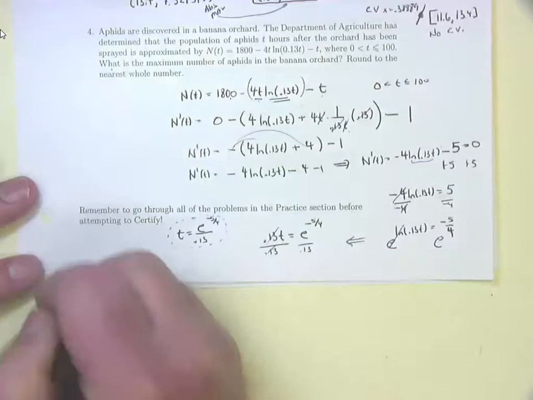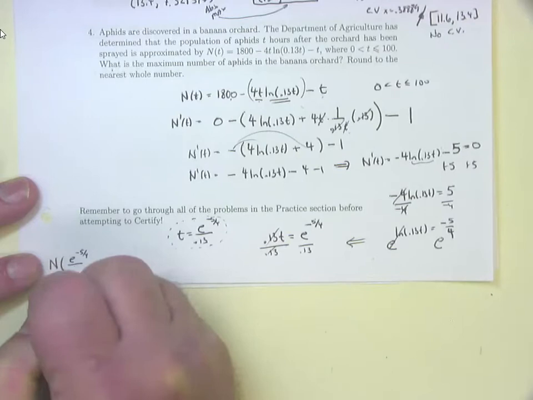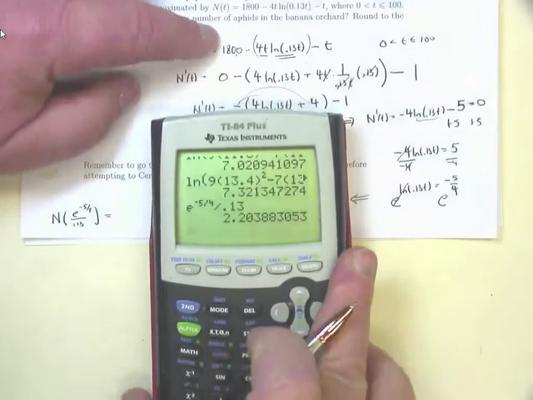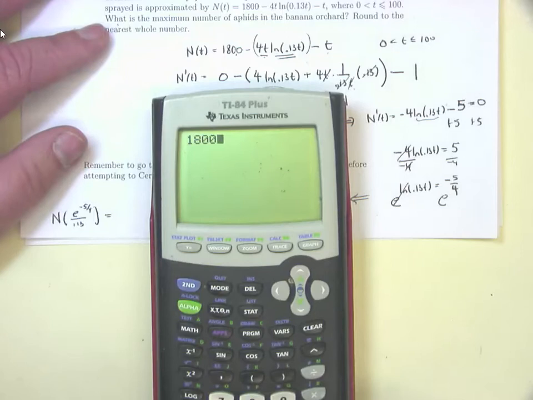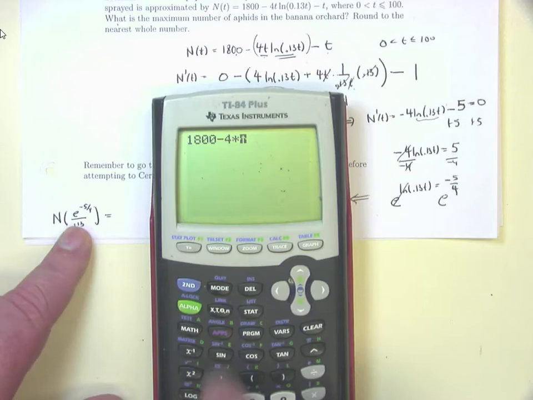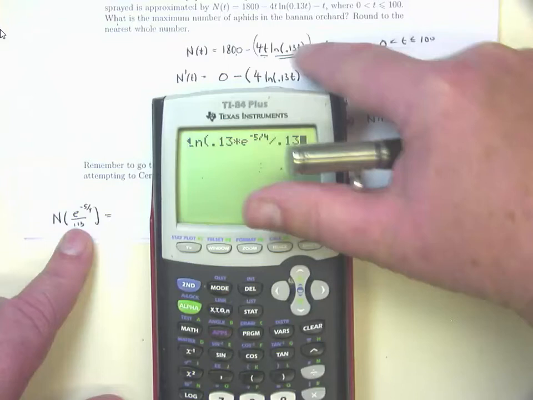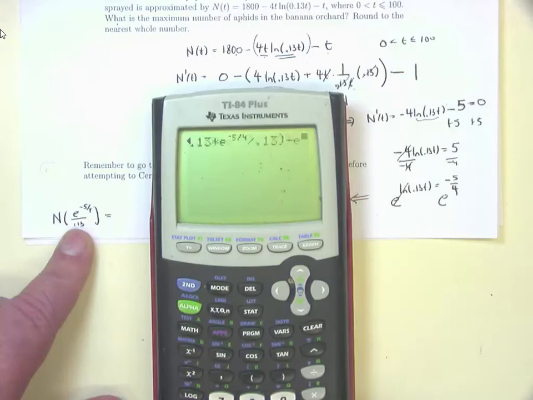So this n of e to the negative 5 over 4 divided by 0.13 is going to be equal to, and I'm going to plug it back into this original function right here. I'm just going to do it on my calculator. So this would be 1,800 minus 4 times your t, which is e to the negative 5/4 divided by 0.13, times the natural log of 0.13 times e raised to the negative 5/4 divided by 0.13, which ends up canceling that 0.13, but I'm just plugging it in, close parentheses, and then minus one more t of e to the negative 5/4 divided by 0.13, and I end up getting, boom. What's my answer?